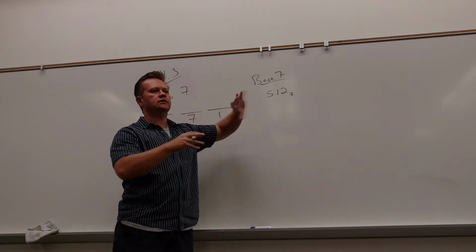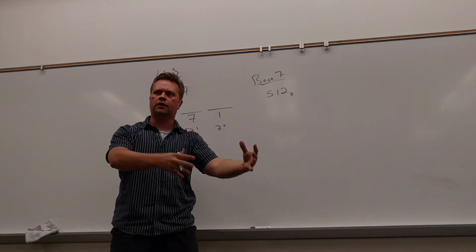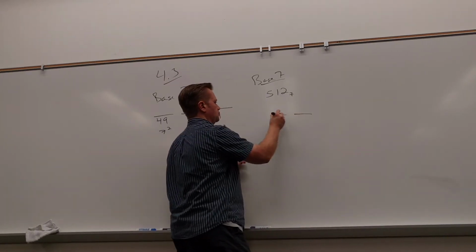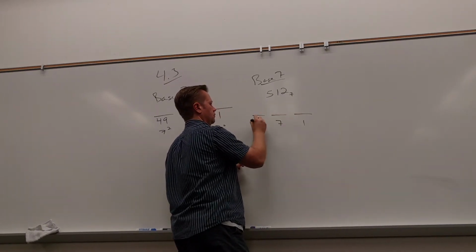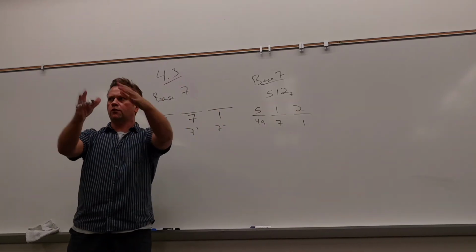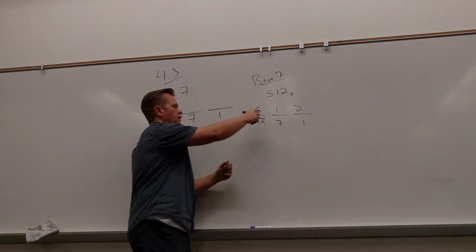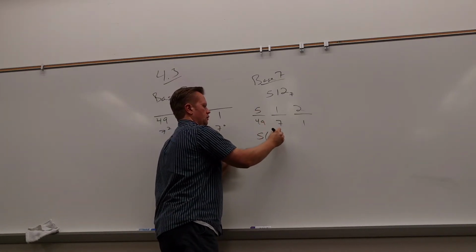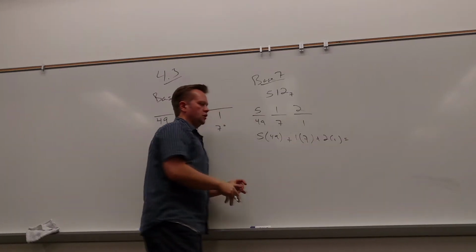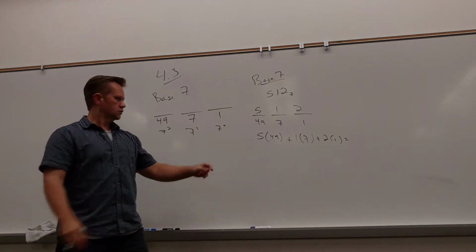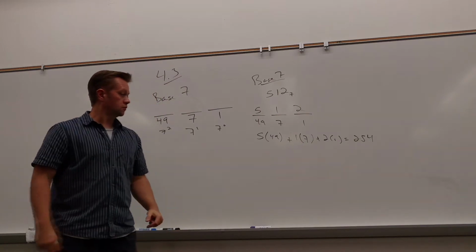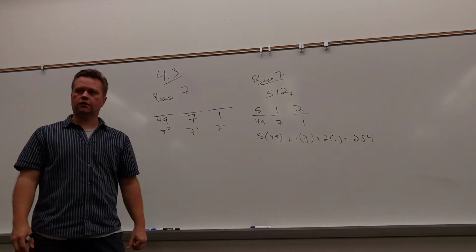So when it's in their base, this is why it's easier to go from somebody else's base to our base, base 10, because all the spots are filled in. They're not blank. There's a 5, a 1, and a 2. It's already in base 7, so I already know there's a 5, a 1, and a 2 there. I just got to put it back together. 5 49s plus 1 7 plus 2 1s equals 254. 245 and then, yes, cool, I like it.